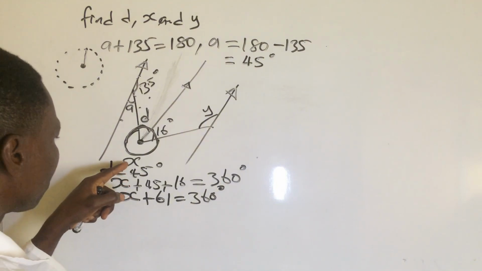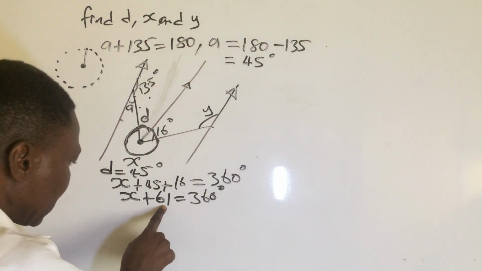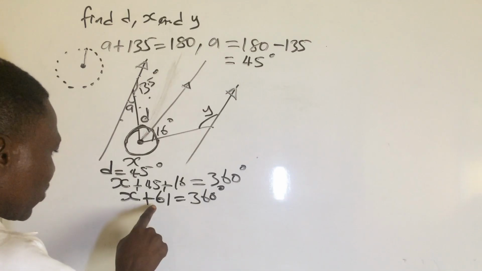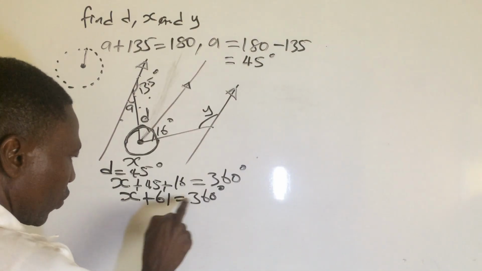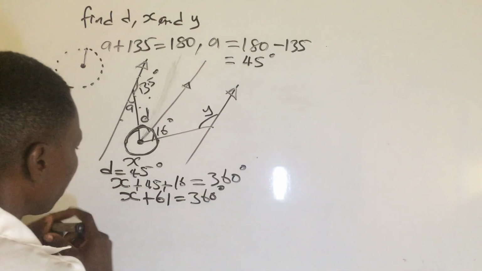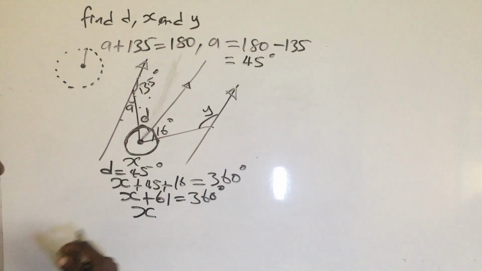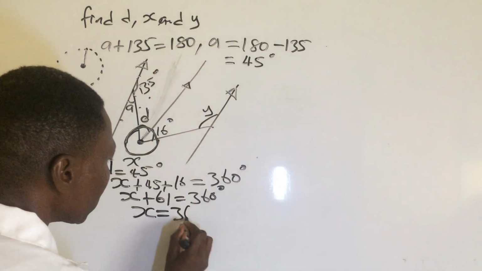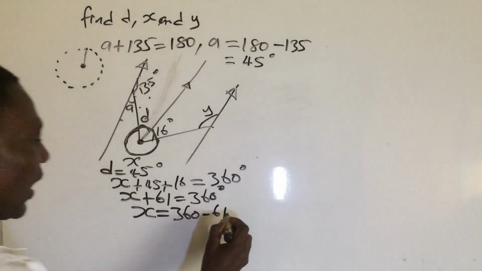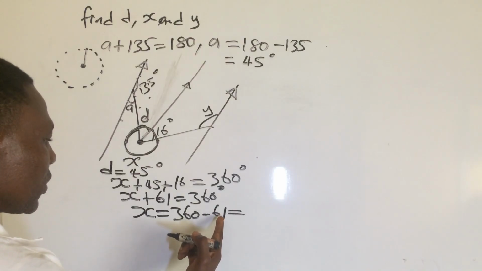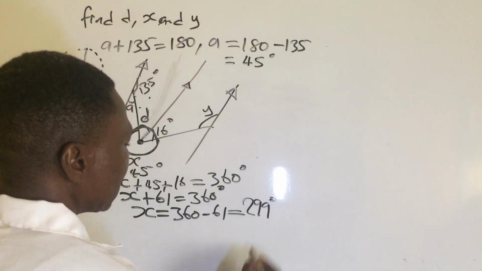Remember that we are looking for x. So we make x the subject of the formula by eliminating 61. How do we eliminate 61? We subtract 61 from this side, and if we subtract 61 here, we should also subtract 61 on the other side. Then we have only x here, because 61 minus 61 has gone, equals 360 minus the 61 we subtracted. When we take 61 away from 360, the final answer is 299 degrees.